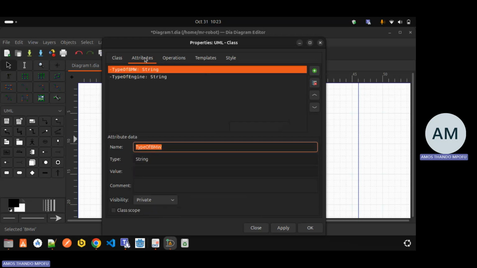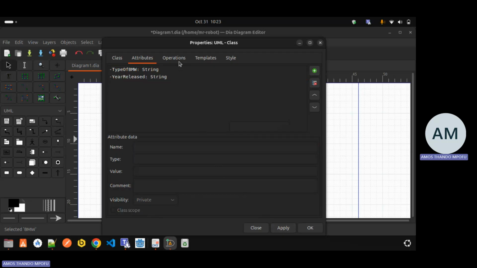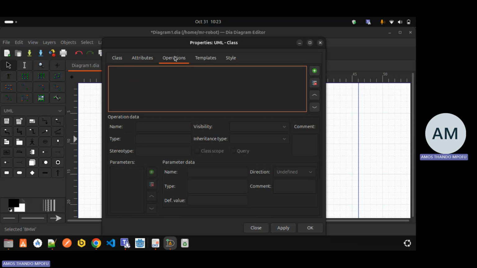I should mix it up. Yeah, let me make it a bit simpler. Instead of type of engine, let me say this is the year released, right? The year it was released. And that's a simpler attribute to come up with, right?